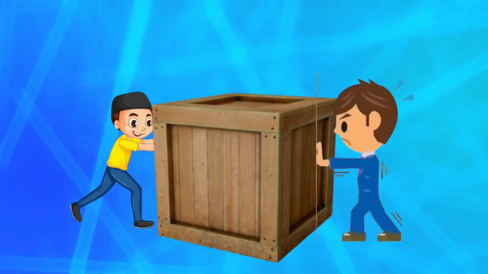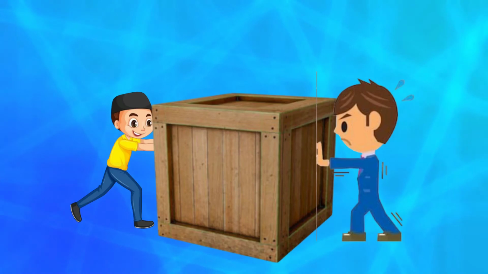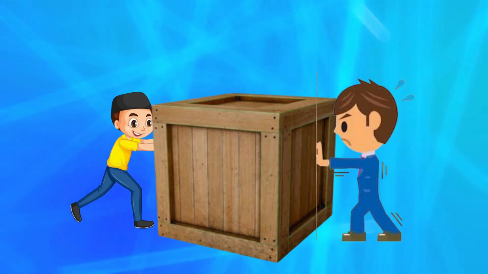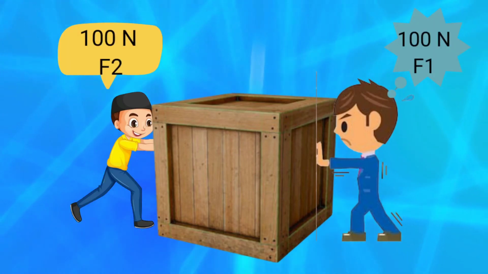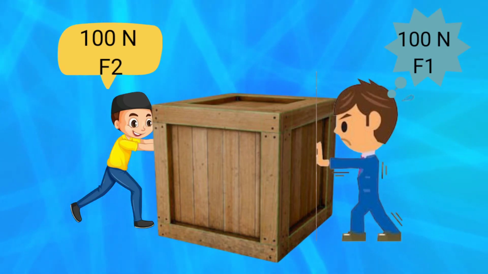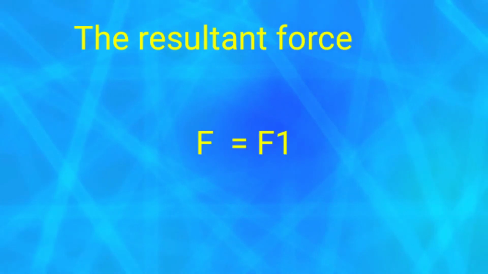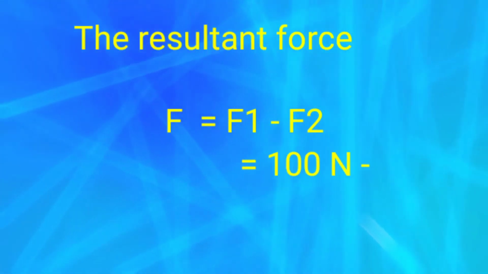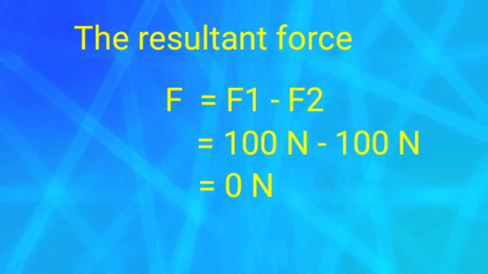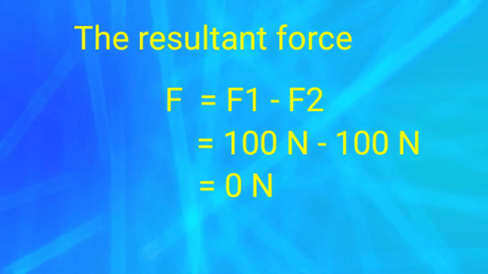Third situation. Now, you and your friend are pushing the box in the opposite direction but with an equal force, that is 100 Newton each. The resultant force is equal to F1 minus F2, that is equal to 100 Newton minus 100 Newton equals 0 Newton.